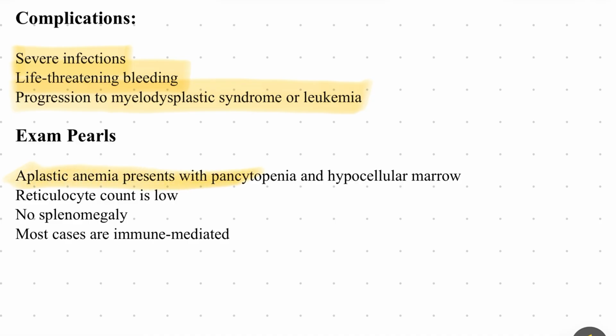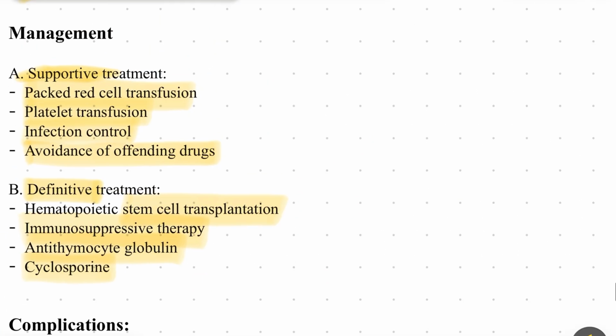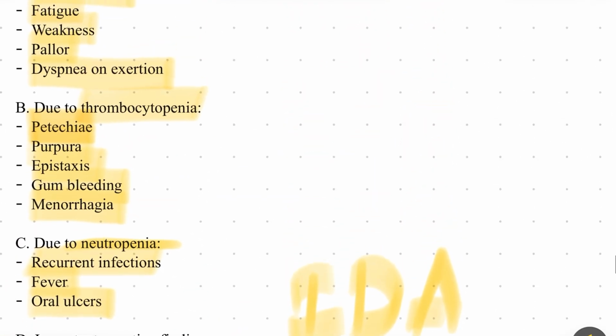Aplastic anemia presents with pancytopenia and hypocellular marrow. Reticulocyte count is low, no splenomegaly. Why? Because it is a differential diagnosis of iron deficiency anemia. Then the most common causes are immune mediated. So I think it was easy, a very important topic.